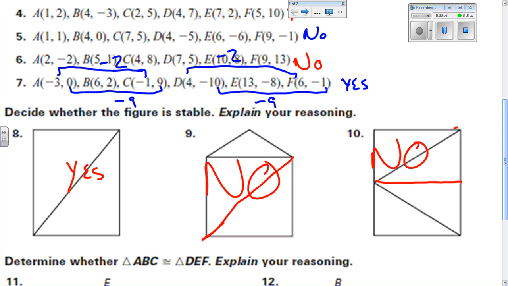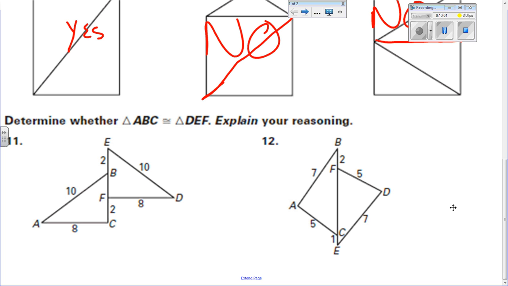Alright, triangle ABC and triangle DEF. Say whether they're congruent. A to B is 10, D to E is 10. A to C is 8, D to F is 8. And they share this portion, and there's a 2 on the outside of both of them, so that would be yes. And by side, side, side. That's your reason.